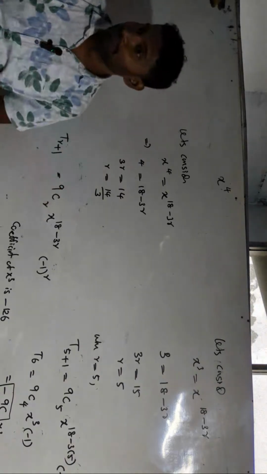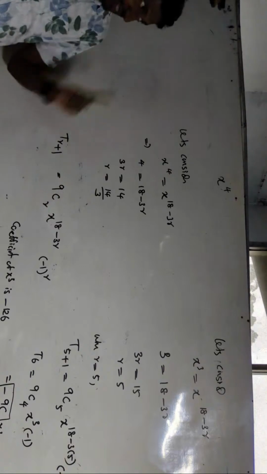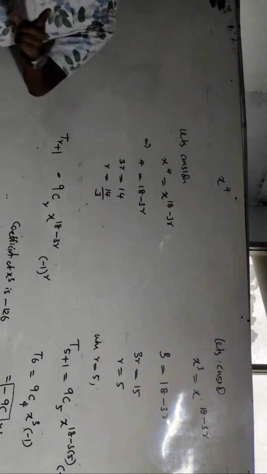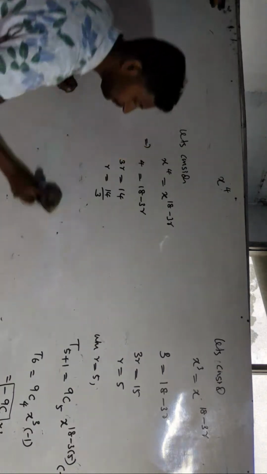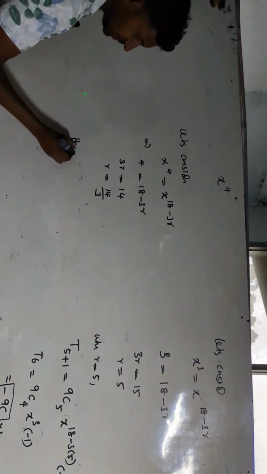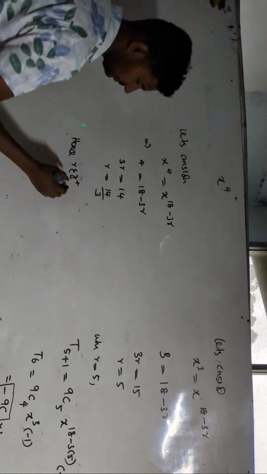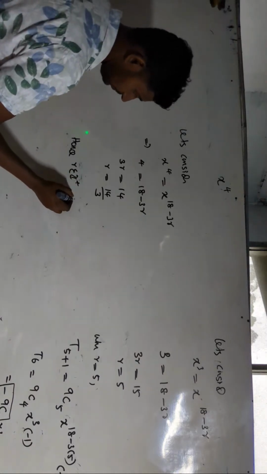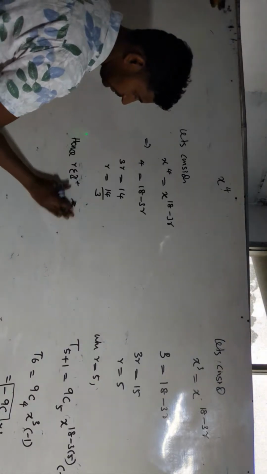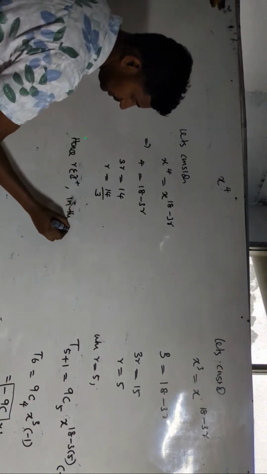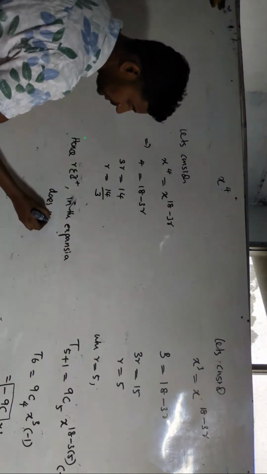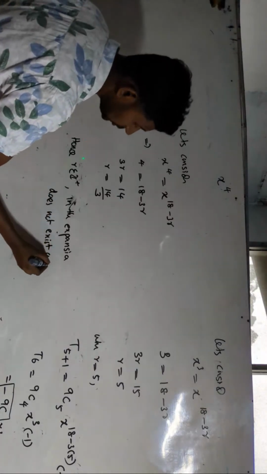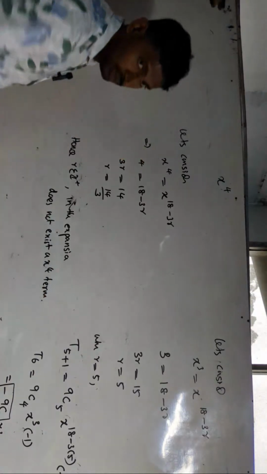So we can say that r must be an integer, since in the expansion there does not exist any x to the power 4 term. That's it. Okay. Right. Let's write that out. Hence r is not an integer. We can say that in the expansion there does not exist an x to the power 4 term. In the expansion there does not exist x to the power 4 term.